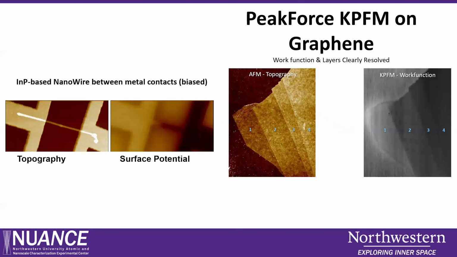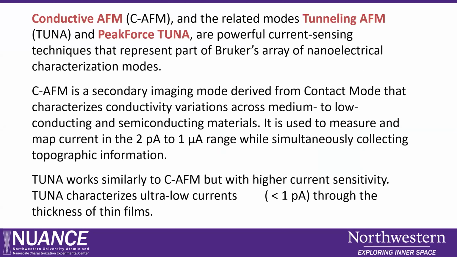You can see different examples here. On the left is topography and surface potential. On the right, this is regarding the nanowires, the different layers on the graphene. You can see, based on the work functions of these different layers, the contrast in the images looks different because of the change in the dopant profile. So these things you can measure with this technique.